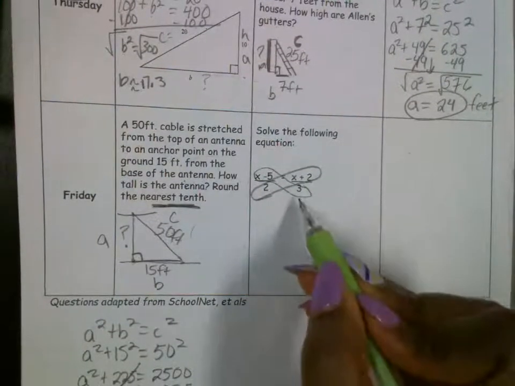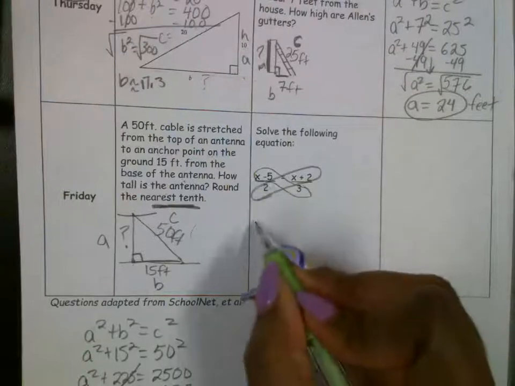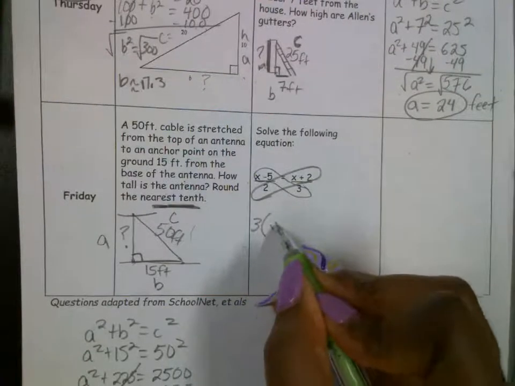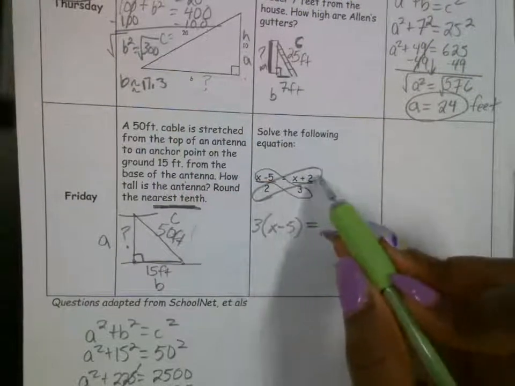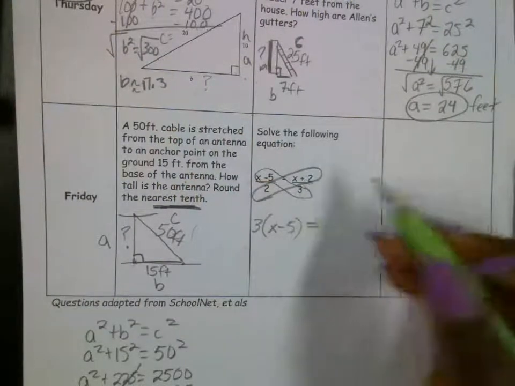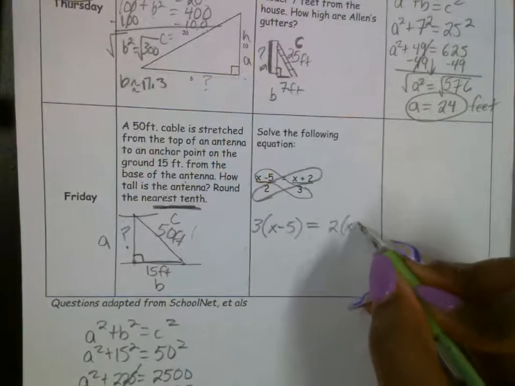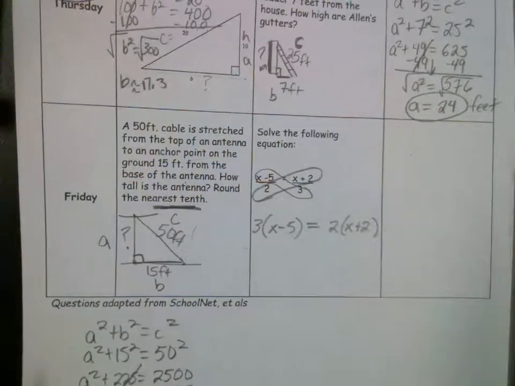So here you're going to multiply 3 times this expression. So we've got 3 times x minus 5. Bring down the equal. And now do this side. You have 2 times this expression. Any questions about how to write this?